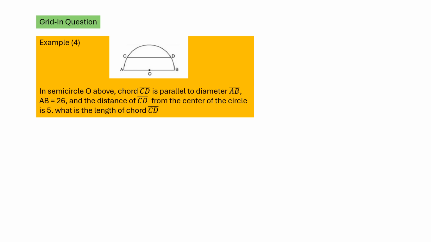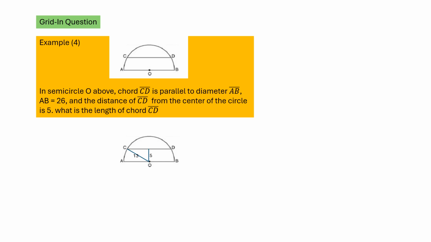Example 4. This shape is called semicircle O above. Chord CD, as you studied before, is parallel to diameter AB, as you see. AB, which is the diameter, is 26, so the radius will be 13. And the distance between CD and the center of the circle is 5. If you drop a perpendicular from the center of the circle to CD, this distance will be 5. Find the length of the chord CD.